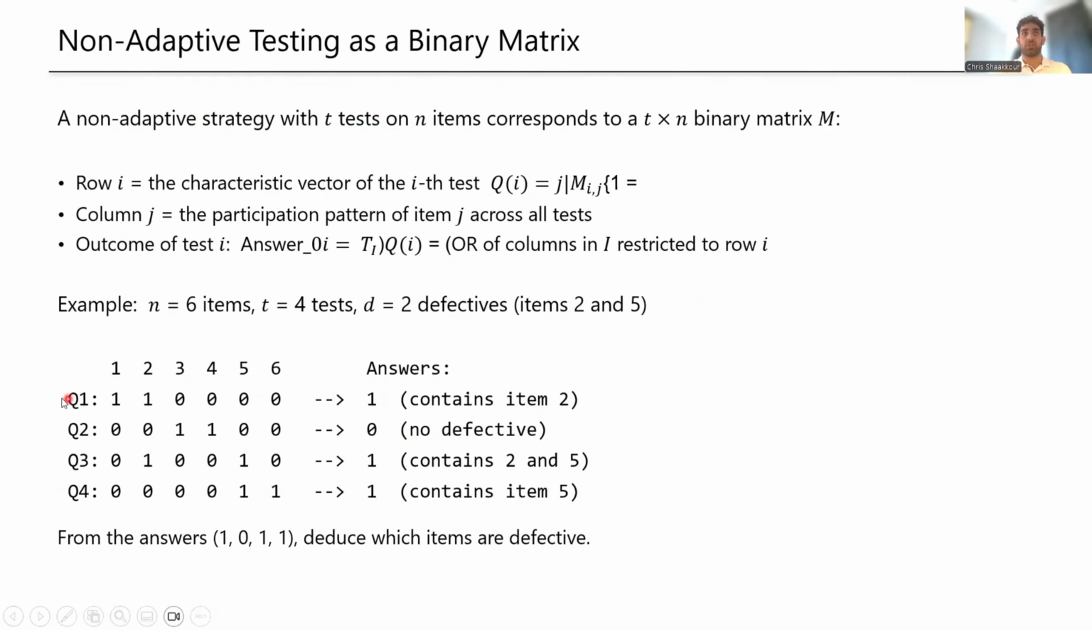And the answer for these questions: Q1 asks if 1 is defective, or 2 is defective, and we know that 2 is defective, so the answer is 1 for Q1. For Q2, the answer is 0 because 2 and 5 do not reside within the checked elements. We check elements 3 and 4, and they are not defective, so we have 0 defective items in the Q2 group. This is the binary matrix way of testing. We're going to be using this later.